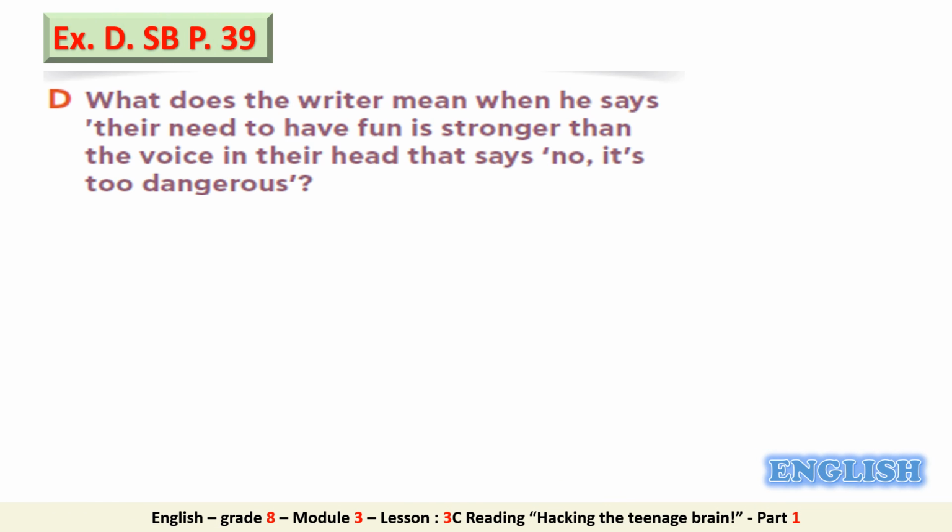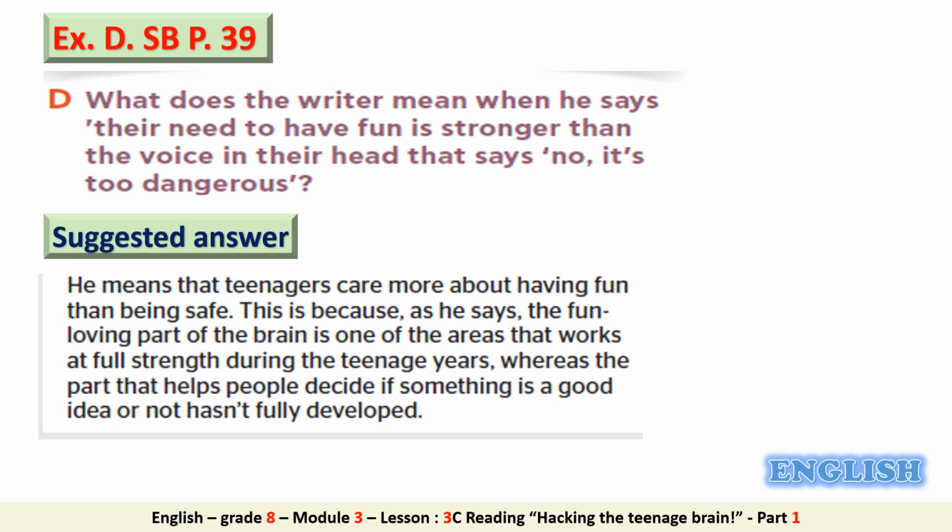Now, let's do exercise D, student book, page 39. What does the writer mean when he says, their need to have fun is stronger than the voice in their head that says, no, it is too dangerous? Well, he means that teenagers care more about having fun than being safe. This is because, as he says, the fun-loving part of the brain is one of the areas that works at full strength during the teenage years, whereas the part that helps people decide if something is a good idea or not hasn't fully developed.